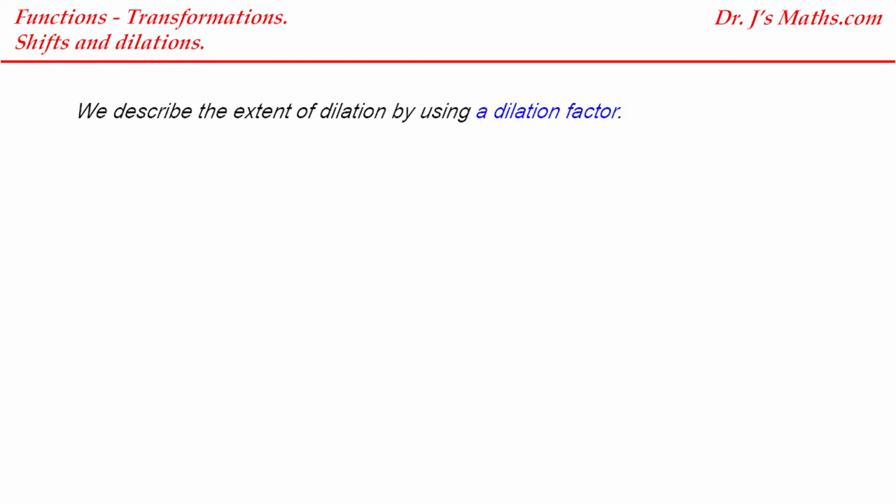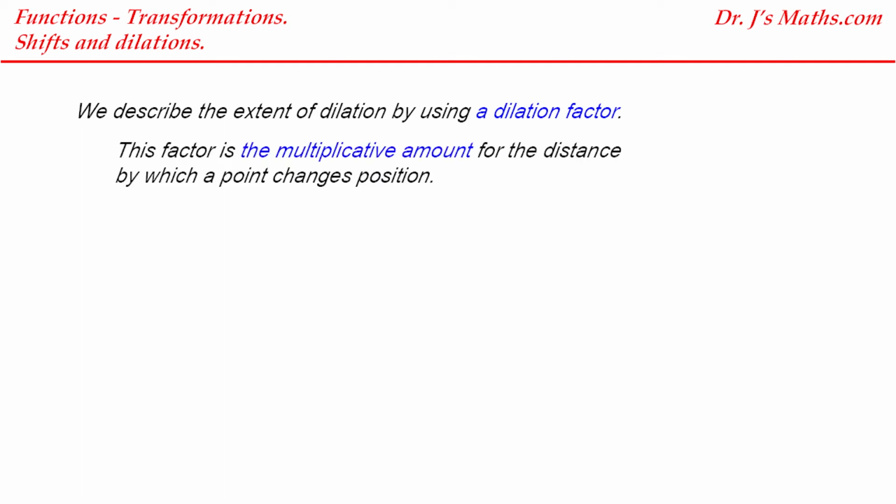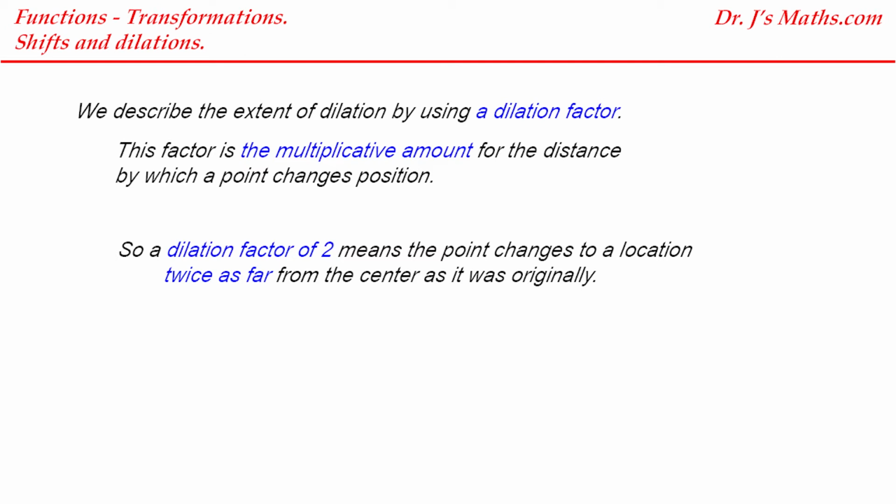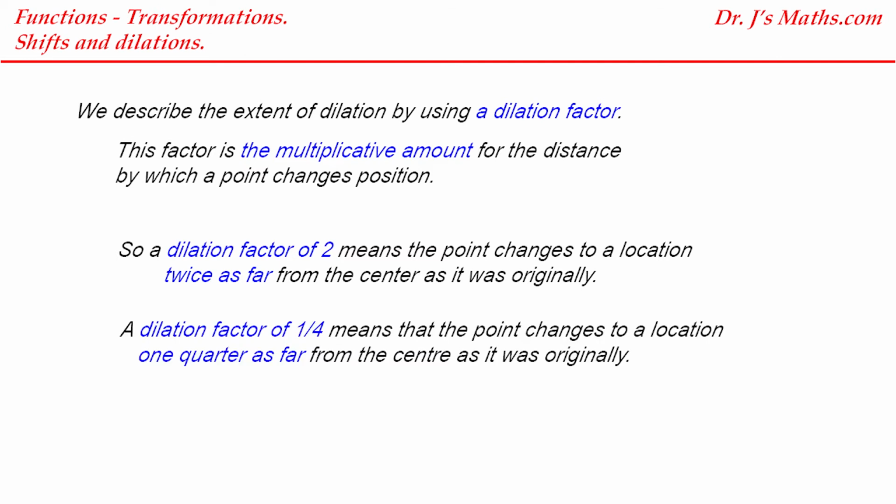We describe the extent of dilation by using a dilation factor. This factor is the multiplicative amount for the distance by which a point changes its position. So a dilation factor of 2 means the point changes to a location twice as far from the centre as it was originally. A dilation factor of 1/4 means that the point changes to a location 1/4 as far from the centre as it was originally.